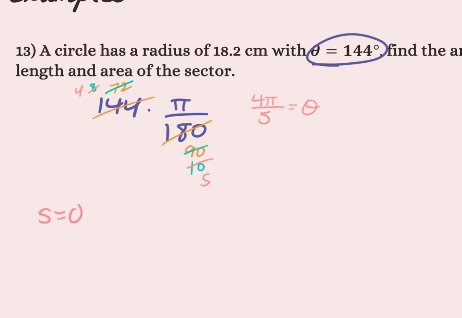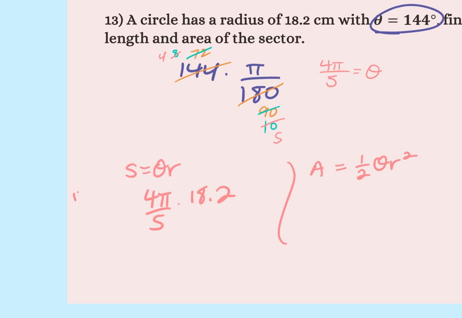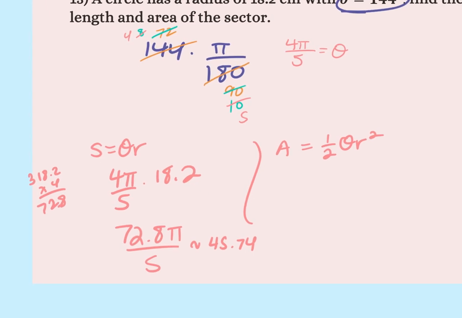Now, arc length and area of a sector. So 4 pi over 5 times 18.2. I'm going to do 18.2 times 4. 72.8 pi over 5 would be exact. 72.8 times pi divided by 5 is 45.74. That would be if you rounded it.